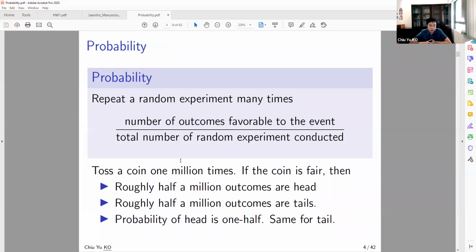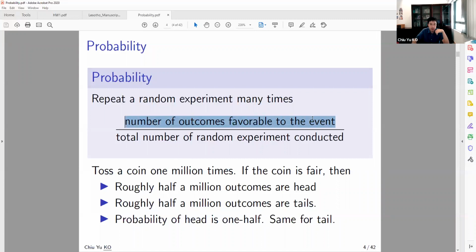And what we do is what we call the long run frequency. That is, you repeat the random experiment many times, and it's the ratio of the number of favorable outcomes. For example, you calculate the probability of an even number, and the number favorable to the event may be any outcome that ends up with 2, 4, or 6. That would be the numerator.